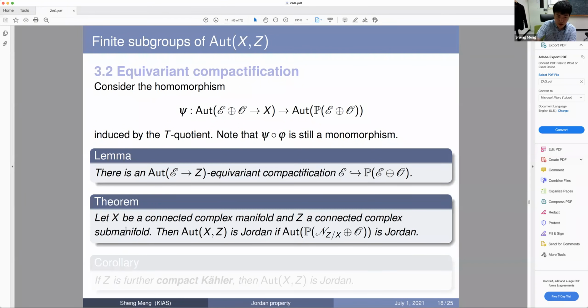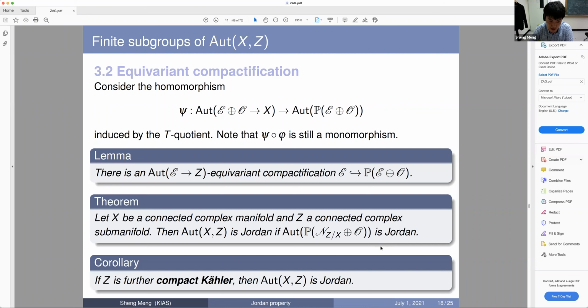Now we have the following result. Let X be a connected complex manifold and Z a connected complex submanifold. Then the automorphism group of X preserving Z is a Jordan group if the automorphism group of the compactification here of the normal bundle is a Jordan group.